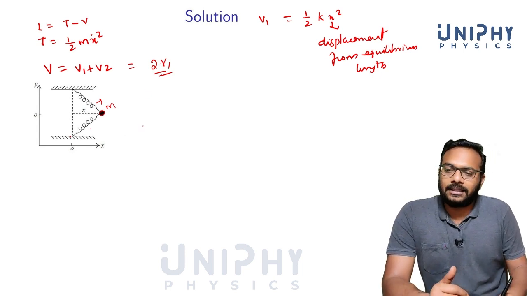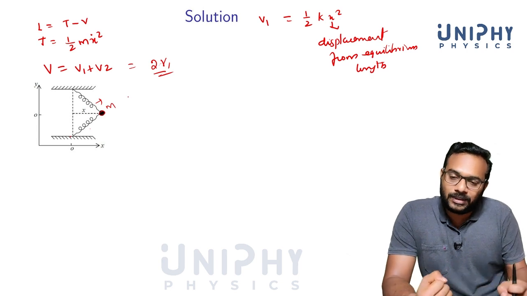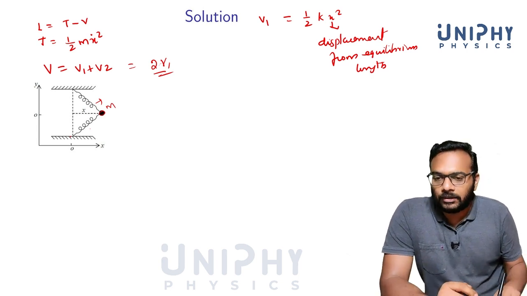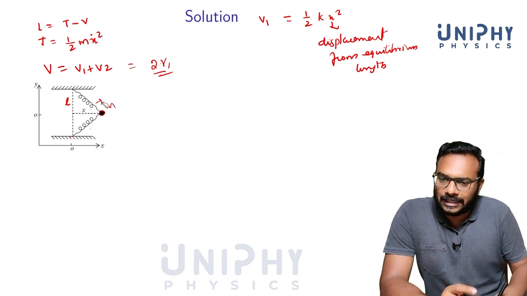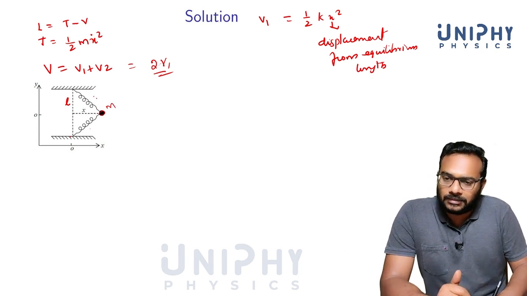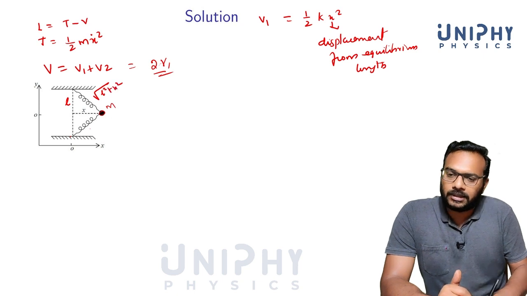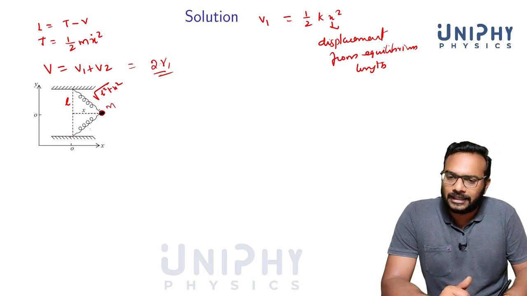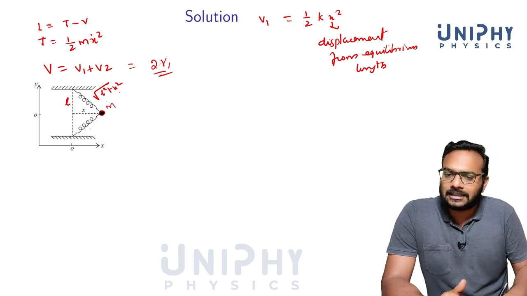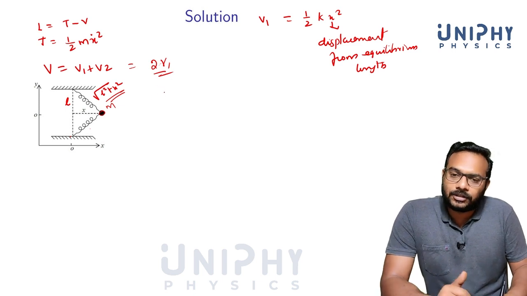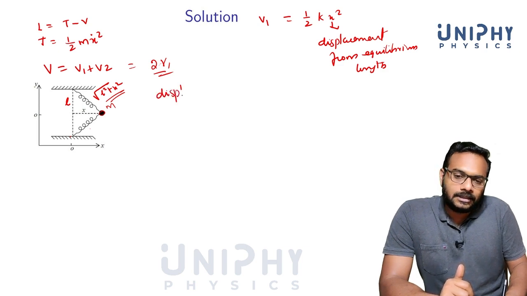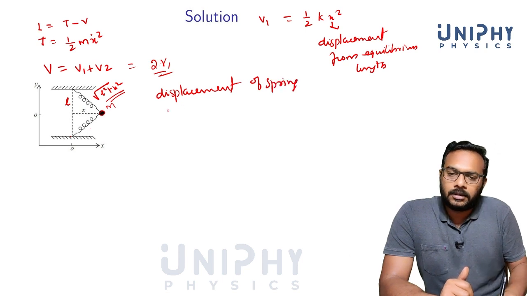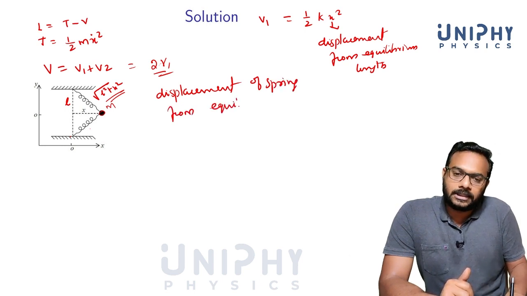Now, how do we find here the stretch or the displacement from the equilibrium configuration? That's the question. Here this is L, and obviously by using Pythagoras theorem, this is the square root of L squared plus x squared, because this makes a right-angled triangle with L as the height, x as the base, and this as the hypotenuse. So what's the displacement of the spring from the equilibrium position?